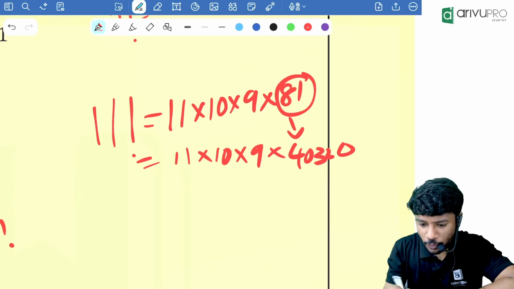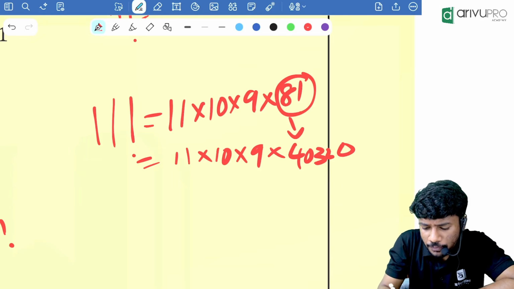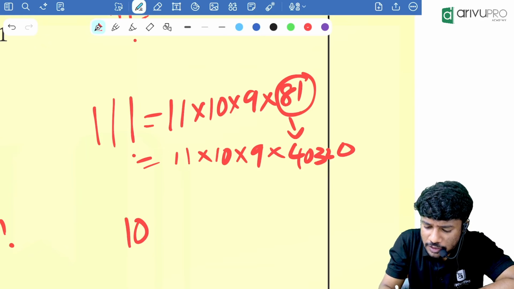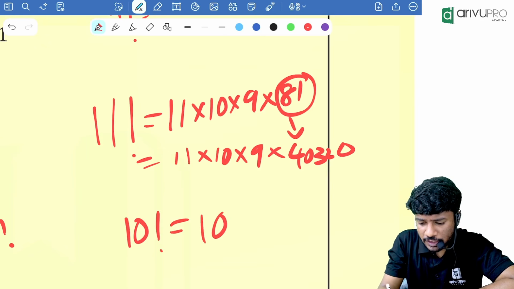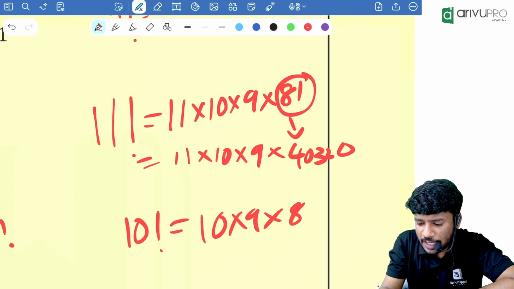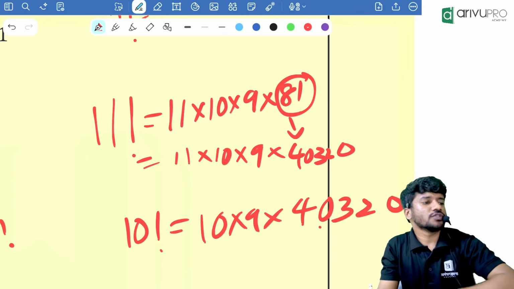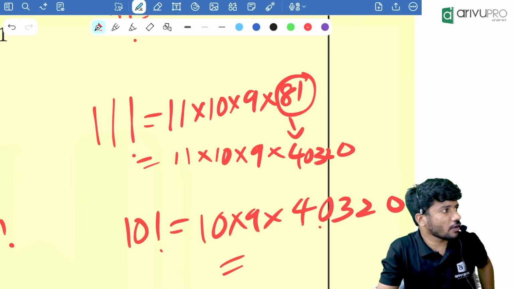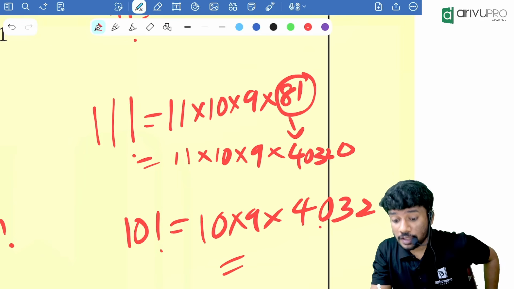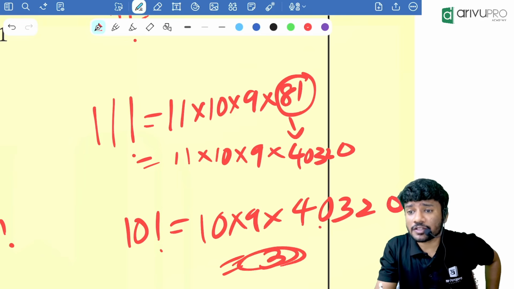Yes. Now, what if they ask for 10 factorial? How will you write it? 10 into 9 into 8 factorial. 8 factorial is how much? 40320. So, how much is the answer? Online, everyone is getting it. 36 lakh 88,000. 36 something, you are getting it.